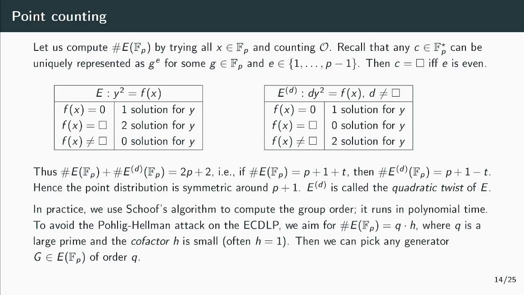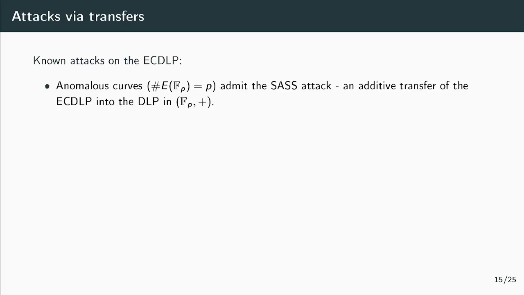We already know that there is the Pohlig-Hellman attack, the Pollard rho attack, and the baby-step giant-step attack, but are there any attacks that are specific to ECC? It turns out that the answer is yes. Elliptic curves that have p points over Fp, which are called anomalous, are vulnerable to the SSSA attack. It reduces the DLP instance in an elliptic curve group into a DLP instance in the additive group of the finite field. And we already know that the DLP is easy in that group. This attack is also called an additive transfer.